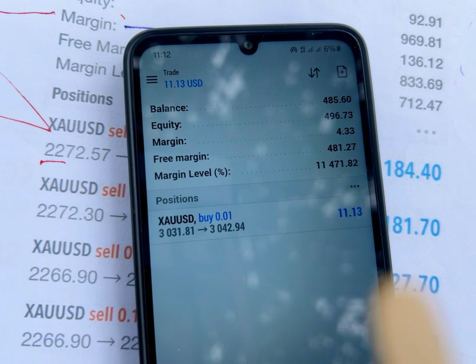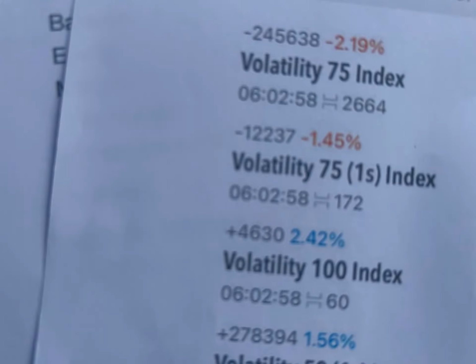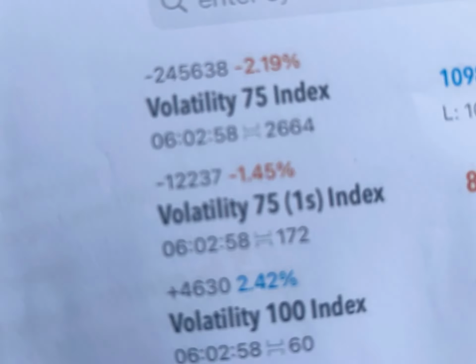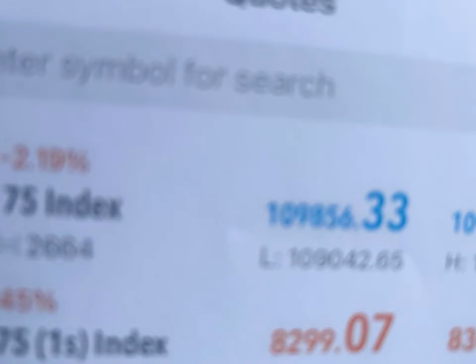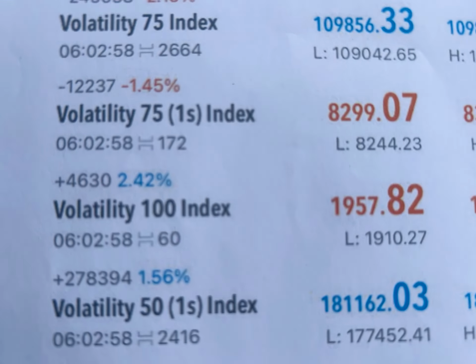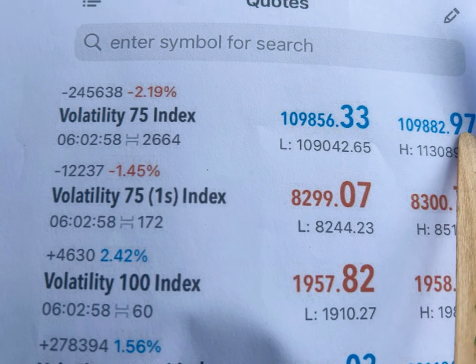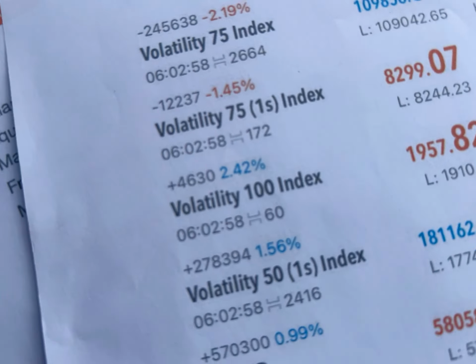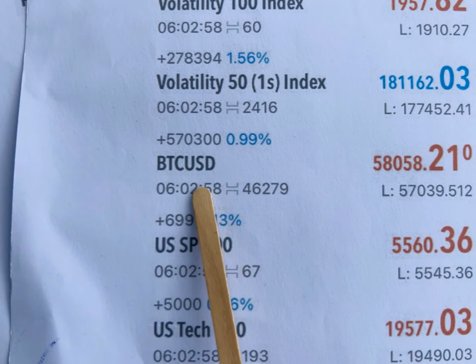XAUUSD, this is gold. So now, looking at the assets that you can actually decide to trade, or would like to trade, personally, based on my personal experience, this is what I started to trade. Now, we have many assets that we can think of trading. We have Volatility 75, a very expensive asset. Now, when we look down from Volatility 75, we have Bitcoin.